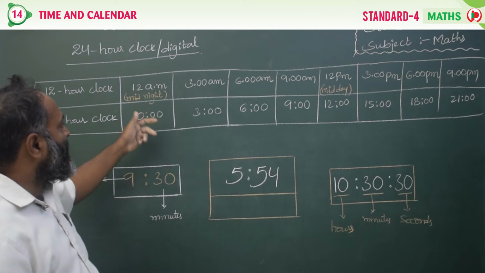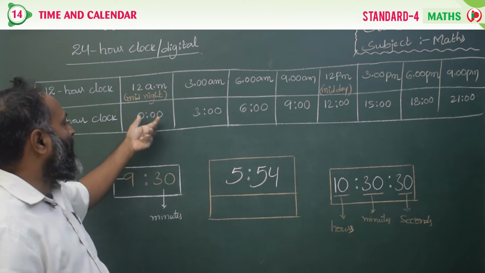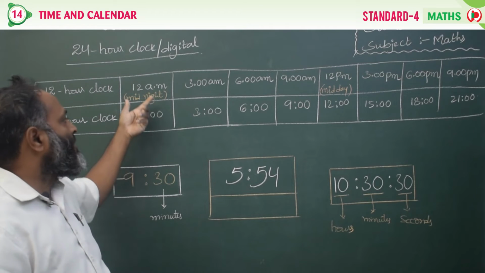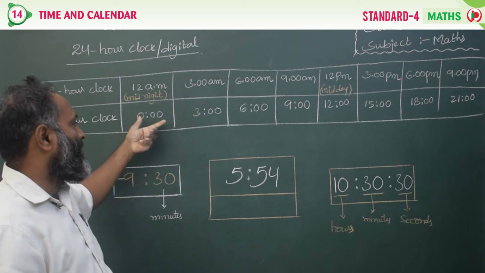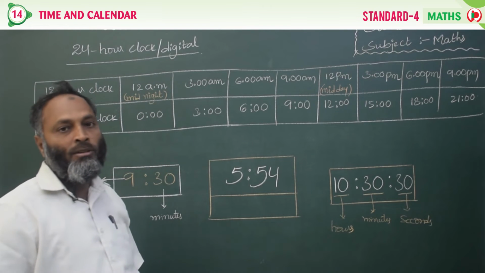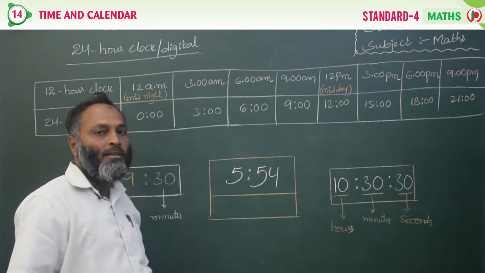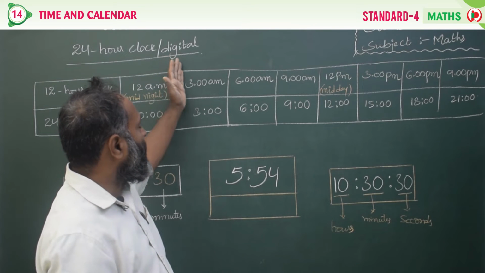If AMs are given, we take midnight as 0, 0. So midnight, that is 12 AM, we can represent as 0 hours, 0 minutes. Okay. Then after that 3 AM.